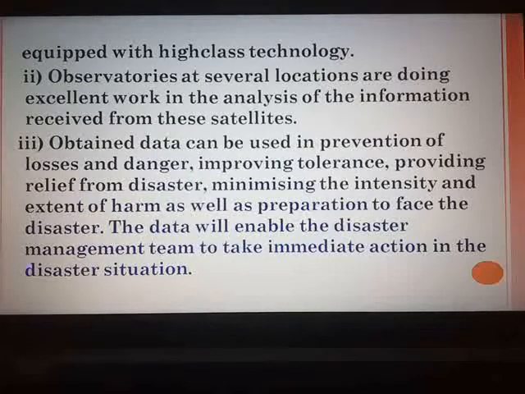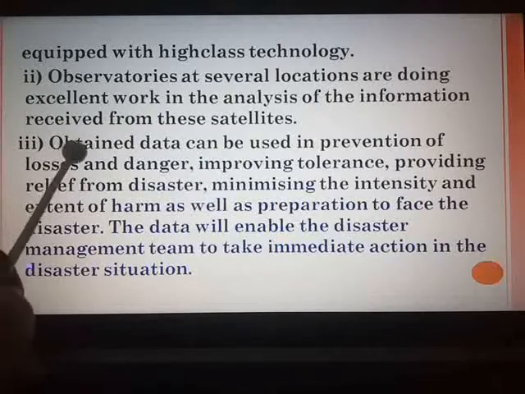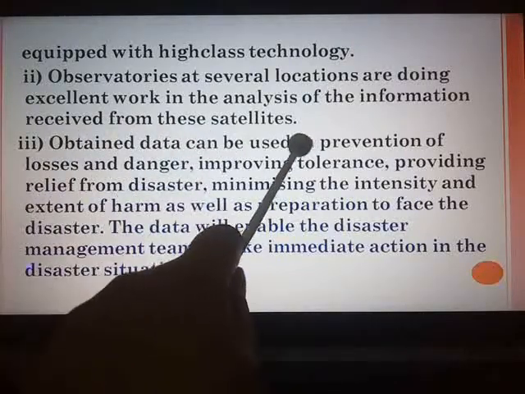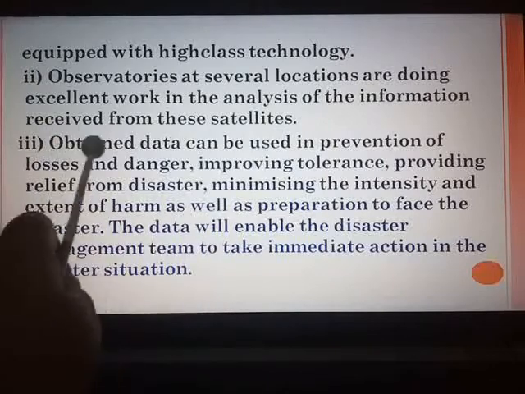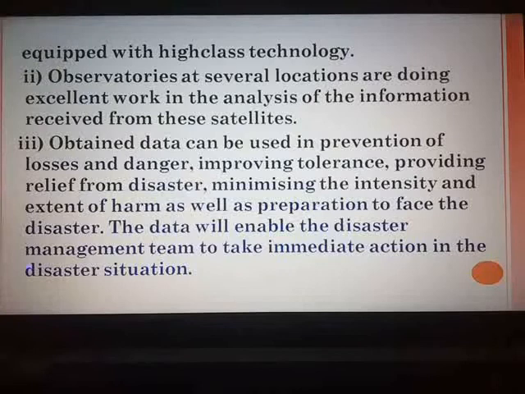So you can see the blue colored block. In that blue colored block, they have given different points. Point number 1, prevention of losses and danger. Point number 2, improving tolerance. So you are going to combine these, and before that you are going to add this short part: Obtained data can be used in. Obtained data means whatever data they have, as the question asks, the relationship between weather forecasting and disaster management.